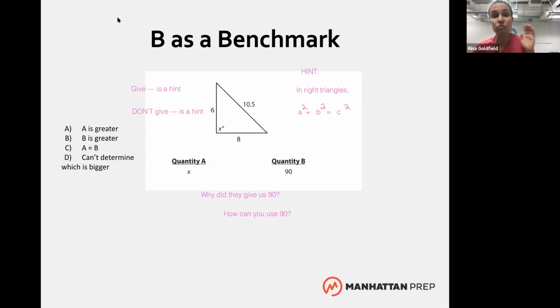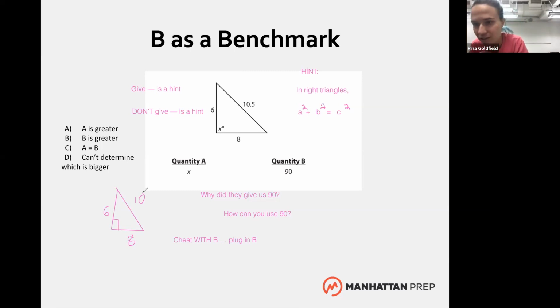So one way we can use B as a benchmark is to cheat. I'm going to call it cheat with B. In other words, plug in B. So sometimes when B is a number, we're going to cheat with it. We're going to plug it in. So let's say I plugged in 90. In that case, we could use the Pythagorean theorem to solve for all of our sides and check that it works. If it's 90 and our two legs are 6 and 8, plugging into a squared plus b squared equals c squared, then our hypotenuse would be 10. But wait, our hypotenuse here is 10.5. So it can't be 90, because if it were 90, our lengths would actually be different.